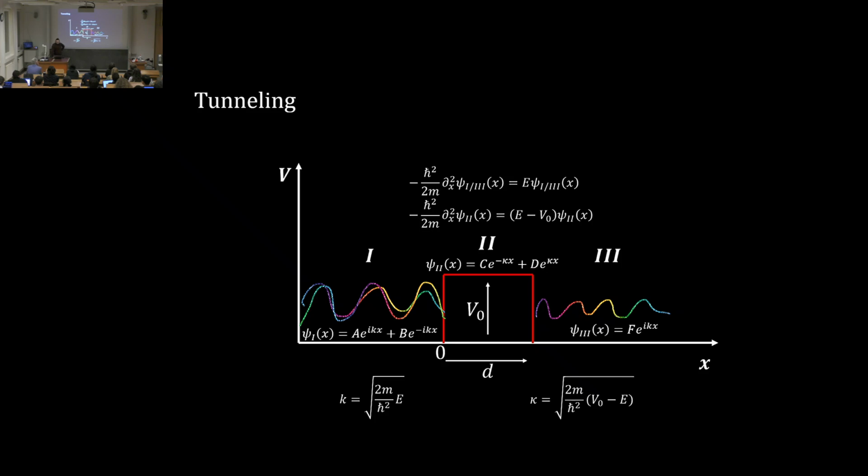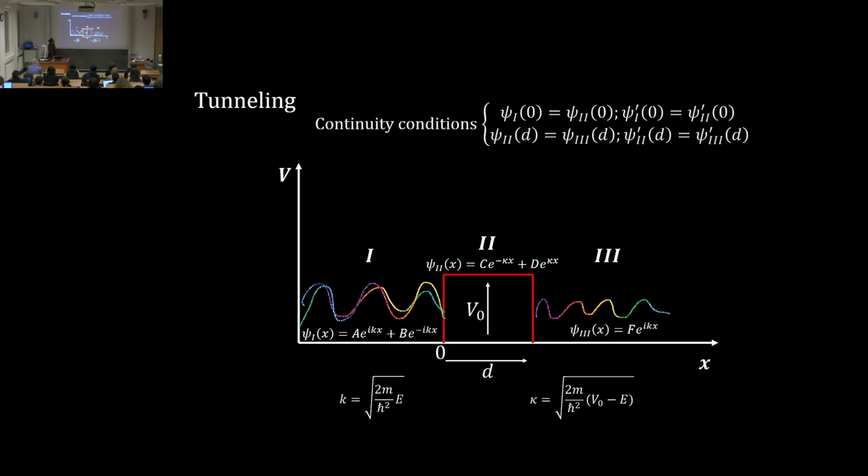Now I want to calculate these coefficients. For that, I just ask for the continuity of the wave function. It gives me 4 equations at these 2 points. And I say that A is equal to 1, because I know with probability 1 that the electron comes from the left. So I have 4 equations and 4 variables, so I can just solve it. We will not do that now. And now we have this result.